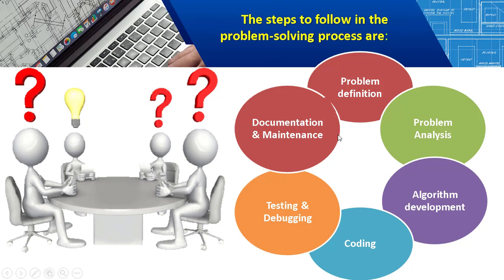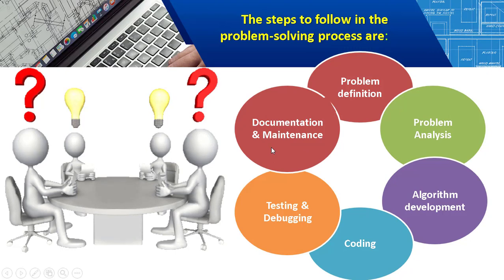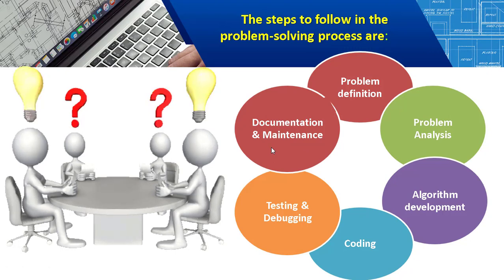Then comes documentation. Documentation is a reference material, and there are two types of documentation, internal and external documentation. And maintenance, the review of the entire process. That is, in case you want to make any changes or update the program, you can do that in the maintenance.